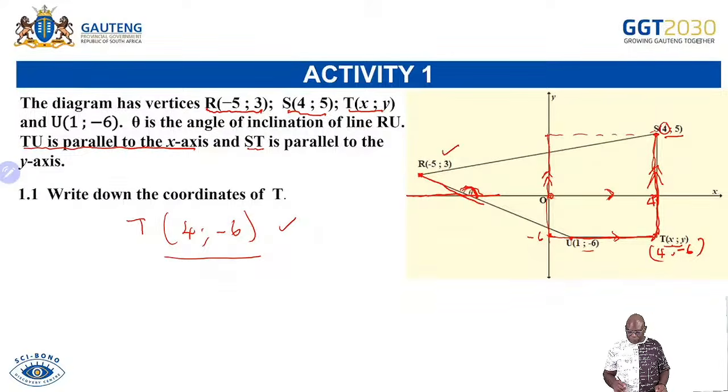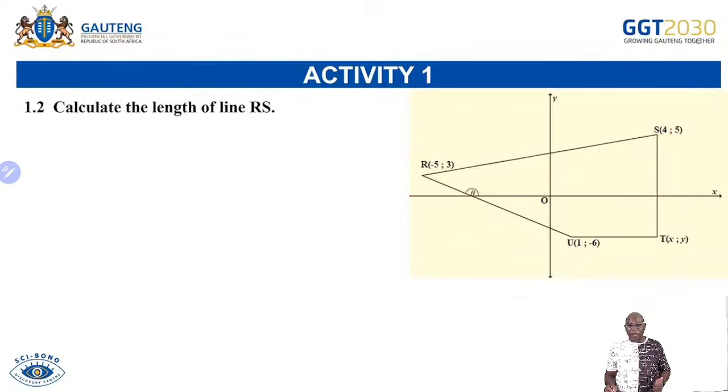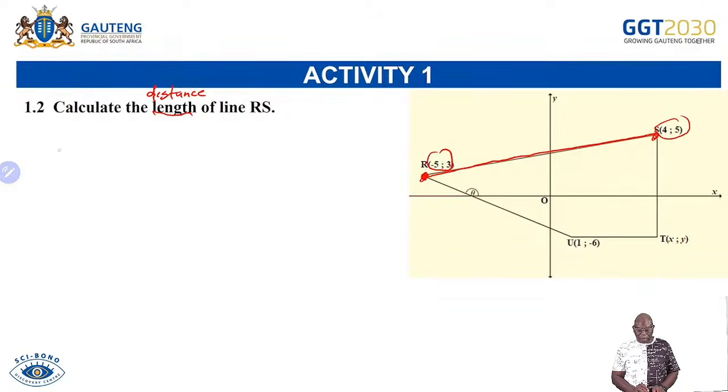Okay. All right. Now, in the next question, still on the same sketch, it says the length. So what do you know about the length? It's the distance between the 2 points. So if I'm talking about RS, R to S, do I have coordinates there? Yes, I do. The length of that line is the distance between this point and that point. So I'm going to say my distance, which is D, in this case, I need the distance of RS.